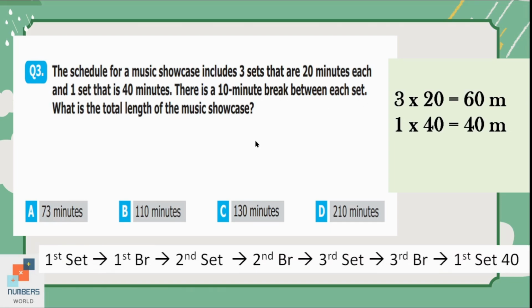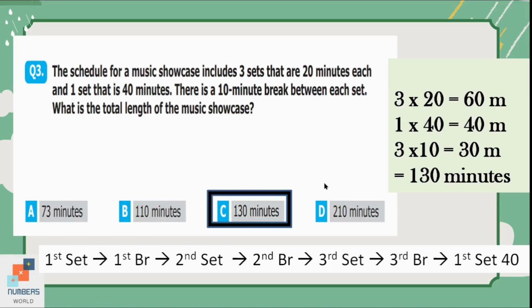There is a 10 minutes break between each set. Sequence will be like this. First set, after that, first break. Then second set, second break. Third set, third break. And after that, the set of 40 minutes. So we can see there are 3 breaks of 10 minutes between these 4 sets. So we will multiply 3 by 10, which is equal to 30 minutes. If we add all the times, the total is equal to 130 minutes, which is represented by option C. So the total length of the music showcase is 130 minutes.